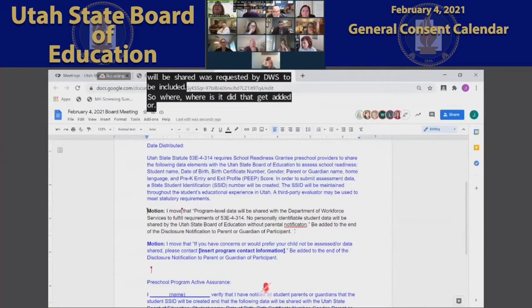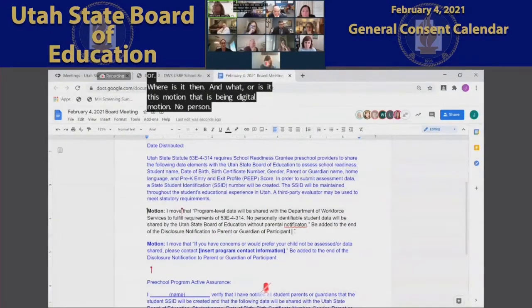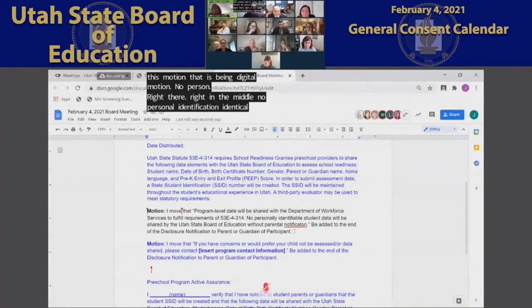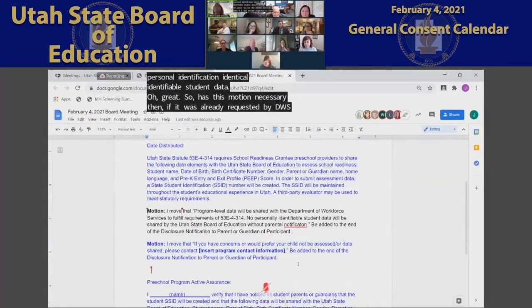So how is this motion necessary then, if it was already requested by DWS? I'm feeling confused. May I say something? It was recently requested by DWS, and Board Member Klein was kind enough to include it in this motion. Okay, that's all I needed. That's what I was asking. Thank you.